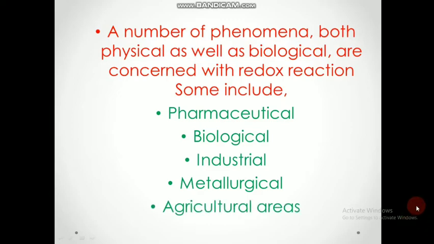The next field is the agricultural field. In the agricultural field, we have production of fertilizers, insecticides, etc. And they also involve a lot of redox reactions. More than this, there are a lot of fields like burning of fuels in fuel cells, then batteries, many electrochemical processes, and even the holes produced in the ozone layer; that is also a redox reaction occurring. So there are a lot of redox reactions around us.